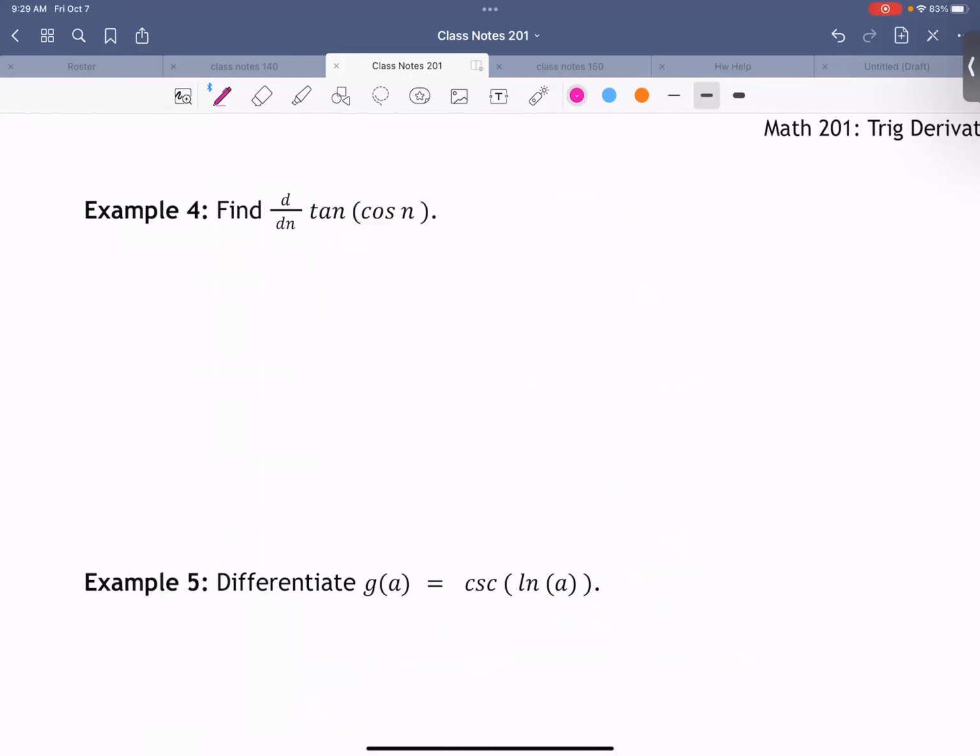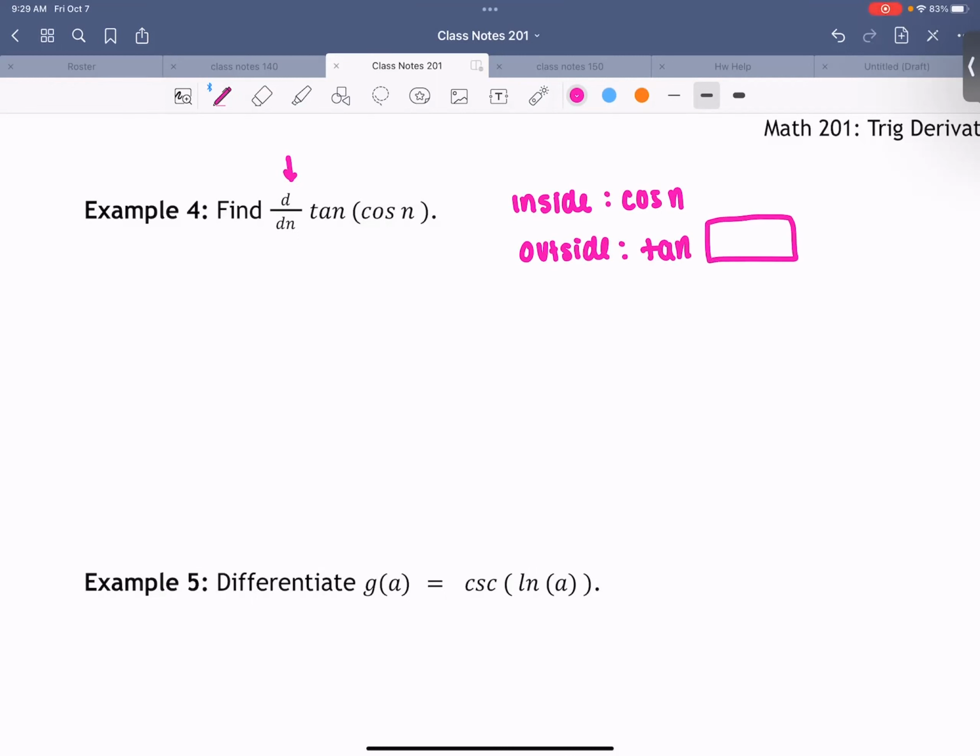So this example is telling us to find the derivative, and this just means take the derivative with respect to n, since n is our variable here, of tangent of cosine of n. Okay, so now we have a crazy thing. We have 2 trig derivatives. Anyone know what rule we're using here? Chain rule, because it looks like we have something on the inside and something on the outside. Okay, so inside function. What is on the inside? Cosine. And what's on the outside? Tangent.